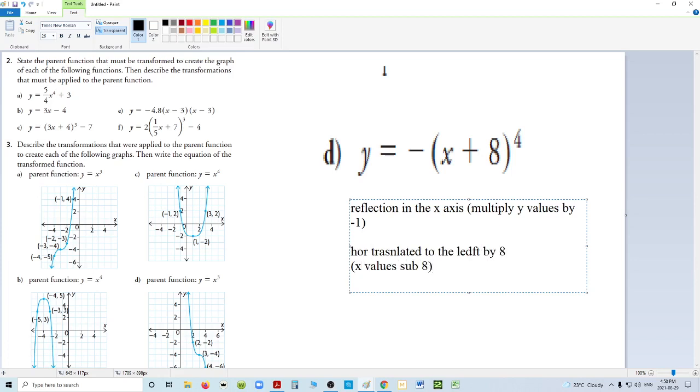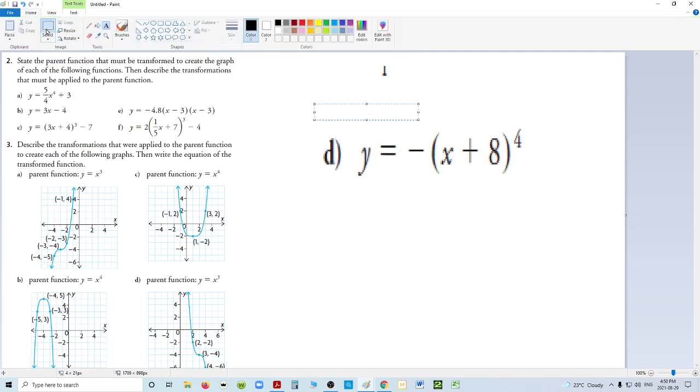Now, sorry if I didn't write the rules to what you do to the values to the parent graph, but that'll help you as well. Okay, so I'm going to go to this one.